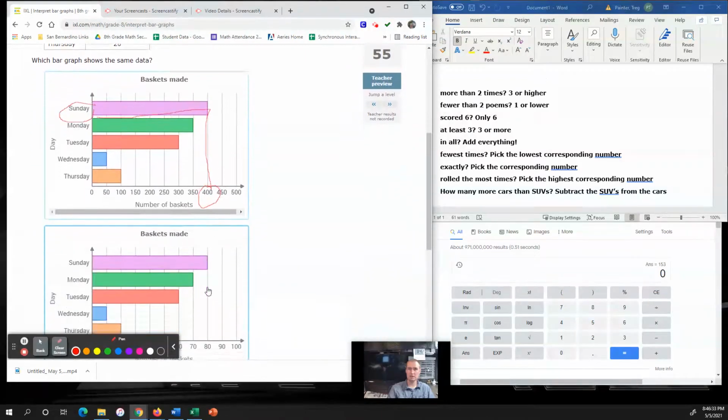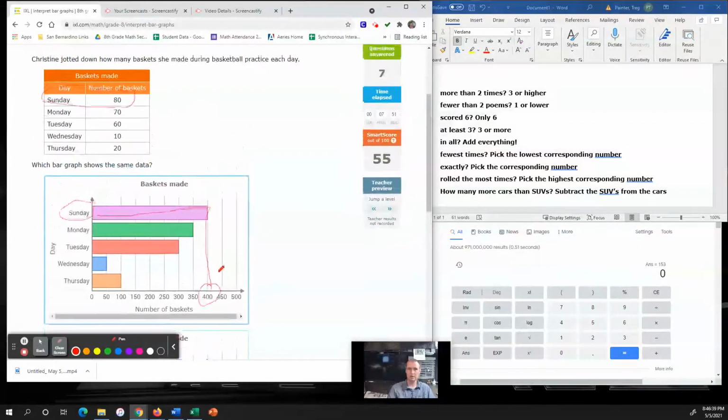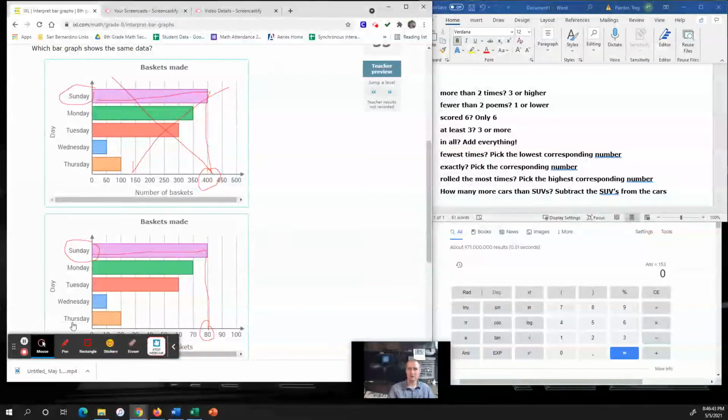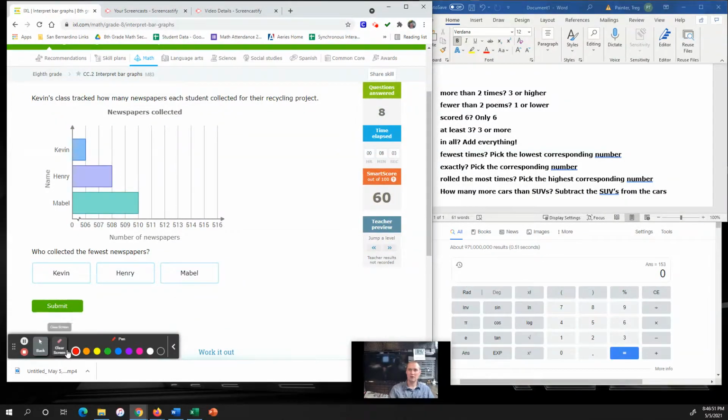Let me just double check the next one, see if it makes more sense. So Sunday over, that one's 80. Yeah, the first one, those are way too high. So we're going to go ahead and pick the second one. Maybe they're just hoping that it was so off that you'd pick it, but it was off by a lot. There's no way.